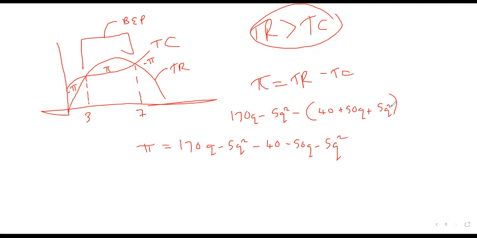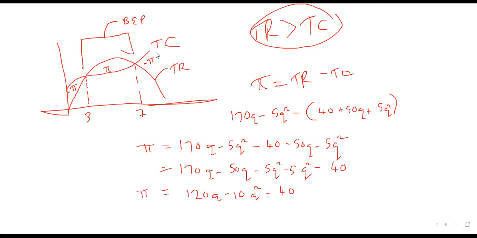So we put the like terms together. So this is 170Q minus 50Q, minus 5Q squared minus 5Q squared, minus 40. So we evaluate now. So this will give us 120Q minus 10Q squared minus 40. So this now becomes our profit function.